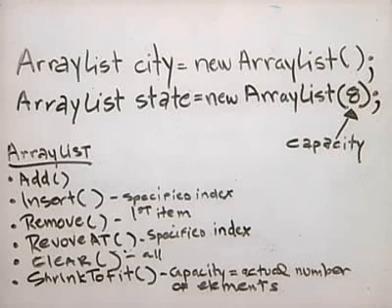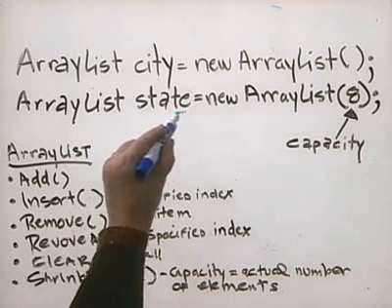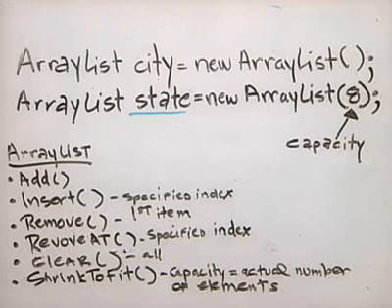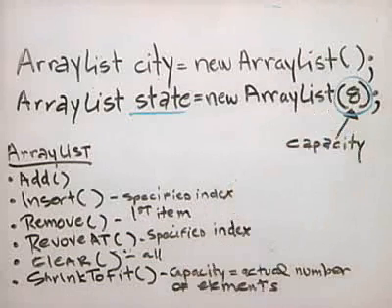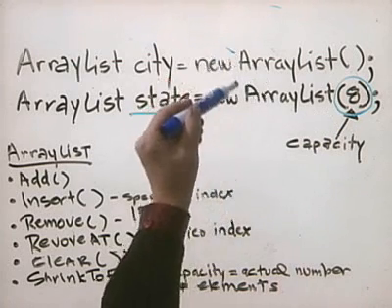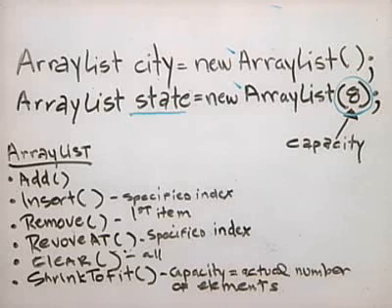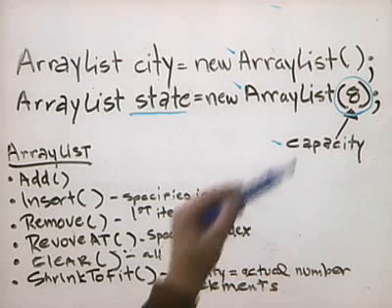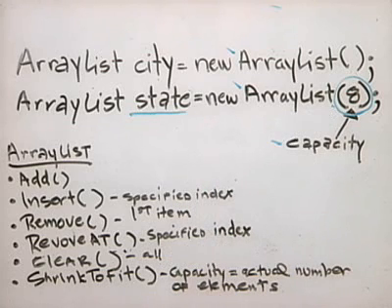In this example, we have two array lists, city and state. You see that city is instantiated, and so is state, but state is using a one-argument constructor. ArrayList has overloaded constructors. So there's a no-argument constructor and there's a one-argument constructor. This allows you to define the capacity. If you don't want to start with the default, which is 16 elements, you can define your own capacity during instantiation.